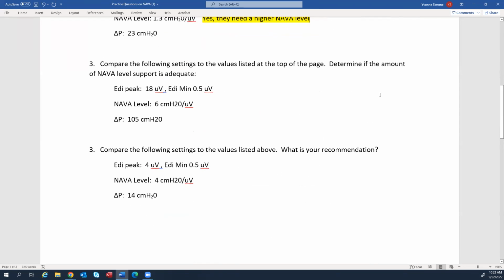Number 3, compare the following settings to the values listed at the top of the page. Determine if the amount of NAVA level support is adequate. We're going to do the same thing. We're going to look at the EDI signal, see if it's between 5 and 15. If it is, then we're giving enough support. So we see the EDI peak is 18 minus 0.5. It's at 17.5 microvolts. That's above the 5 to 15. So we know the patient's working hard to breathe. This person's on a NAVA level of 6 centimeters water per microvolt. Is that enough? And the answer is no.